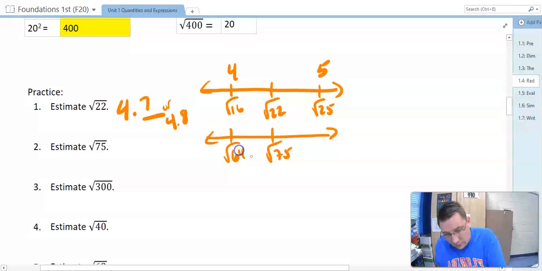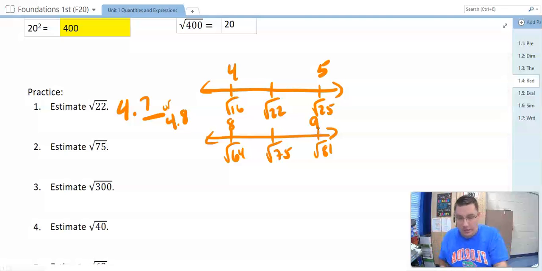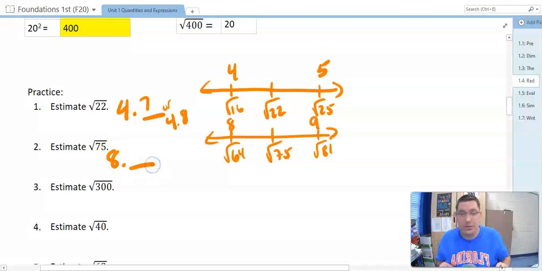Square root of 64, square root of 81. And so this is 8, and this is 9. Meaning that the square root of 75 falls between 8 and 9, meaning that this is 8 point something, right? Because it's in between those two numbers.